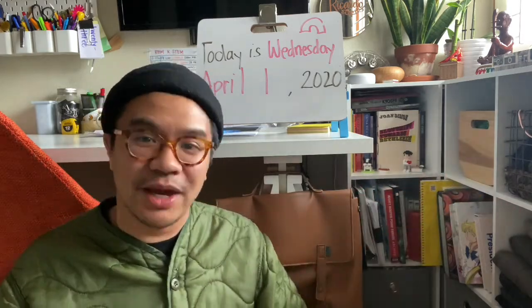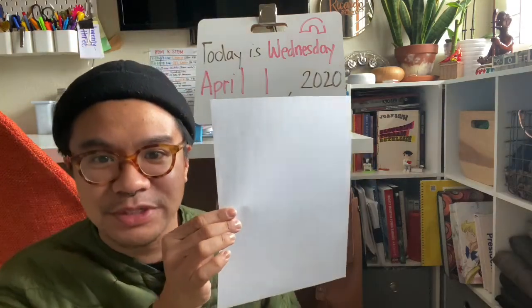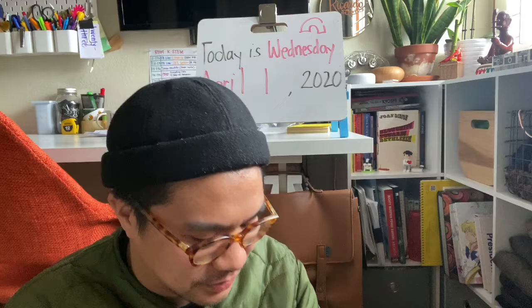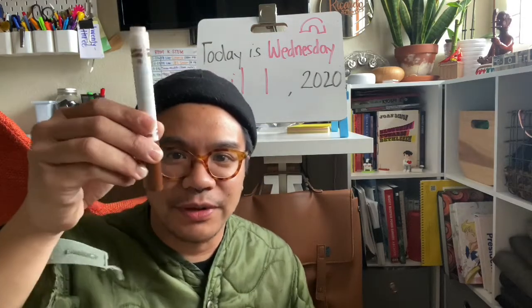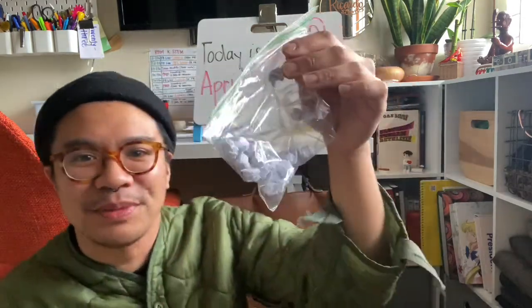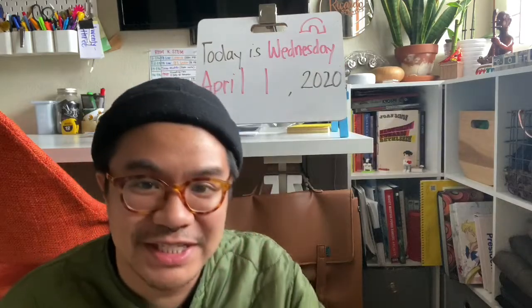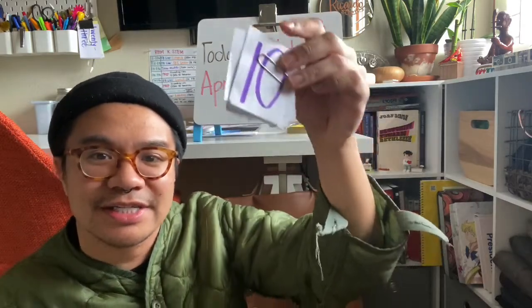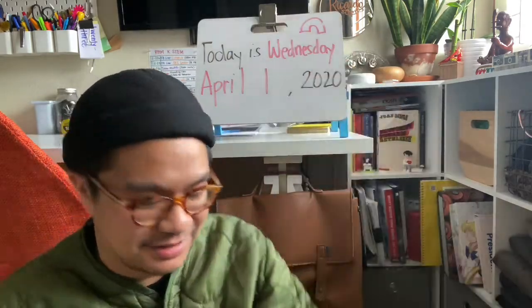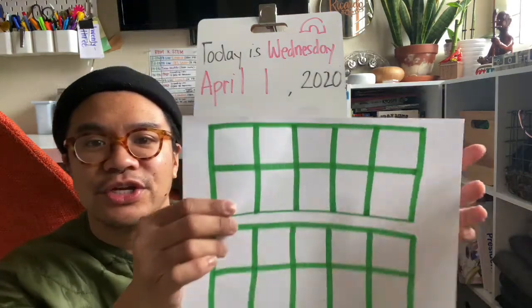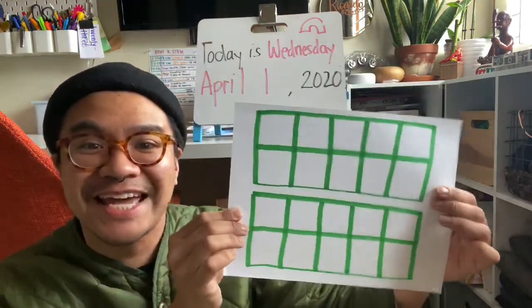For this game of comparing numbers, you are going to need a sheet of paper to record your answers, a tool to write with, your manipulatives. You're also going to need your number cards 0 through 10. And of course, you're also going to need your tens frame. All right, we have all our tools and our materials. Let's go set up our game.